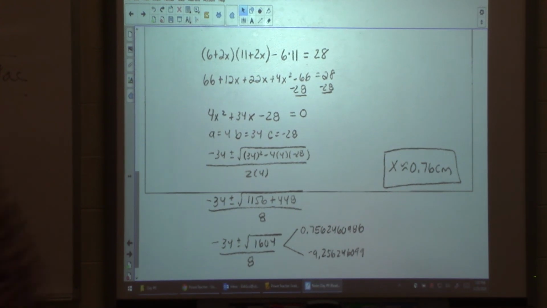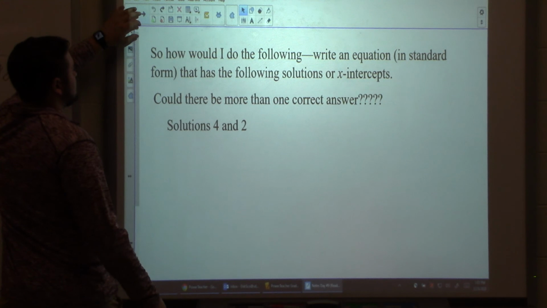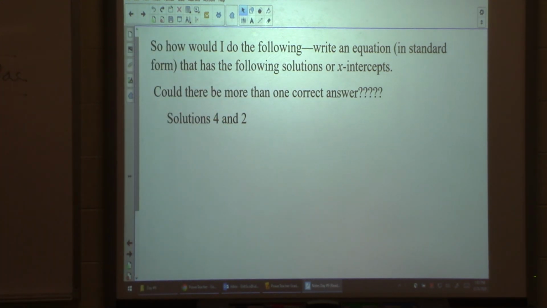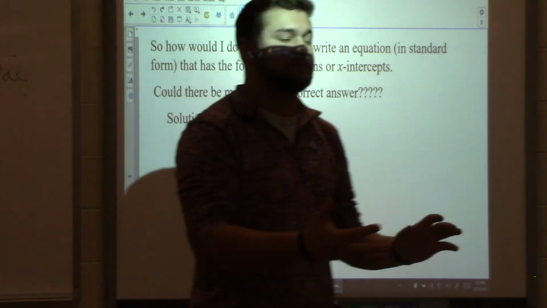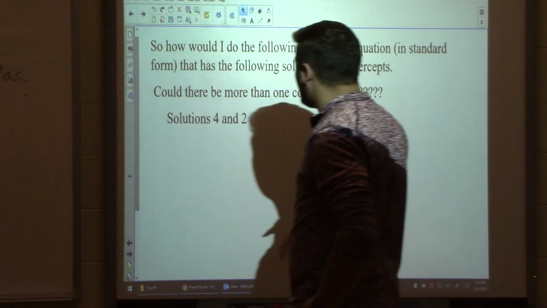Alright, so last day of new learning. We're talking about writing equations today, giving solutions. So, how would I do the following? Write an equation in standard form as the following solutions, or x-intercepts, or roots, or zeros. Beside those words all mean the same: x-intercepts, solution, zero, roots. And then, could there be more than one correct answer?